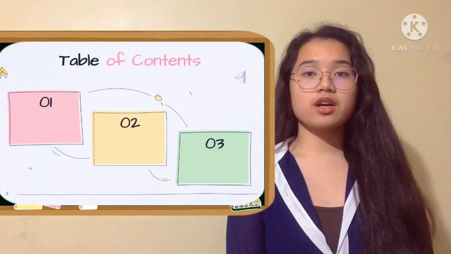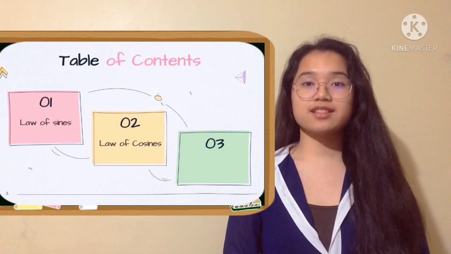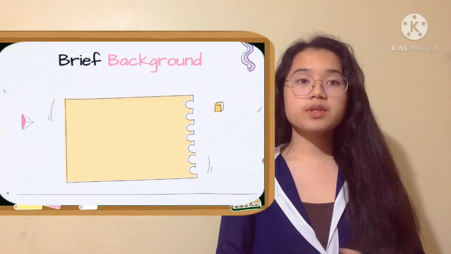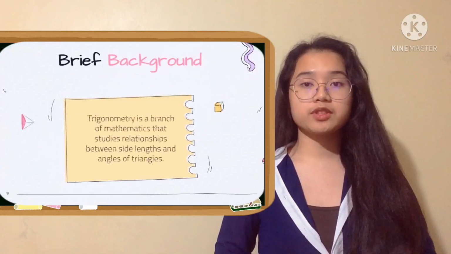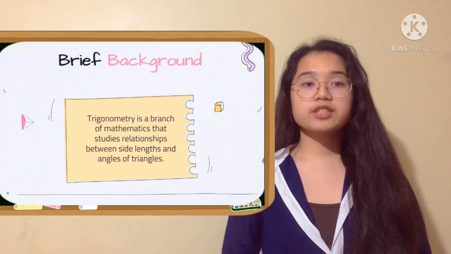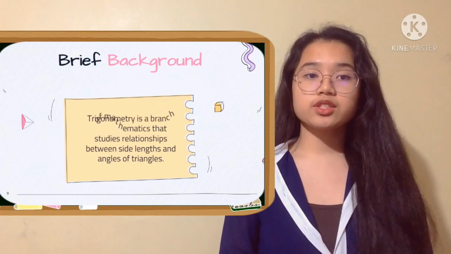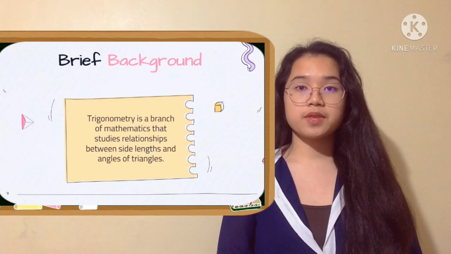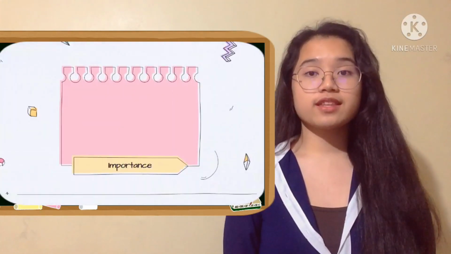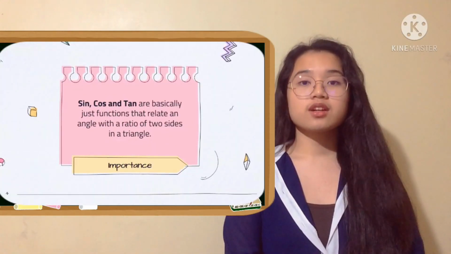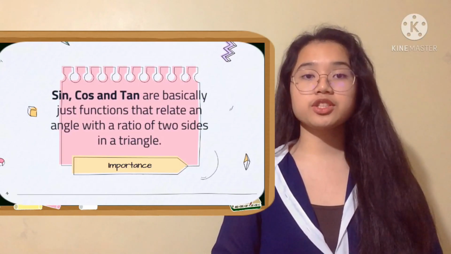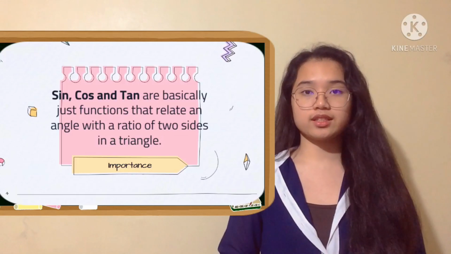In this lesson, we will talk about the law of sines, cosines, and a little bit of exploration on the law of tangents. Before we start, here's a brief background about trigonometry. It is a branch of mathematics that studies relationships between side lengths and angles of triangles. The importance of learning this lesson is that sines, cosines, and tangents are functions that relate an angle with a ratio of two sides in a triangle.